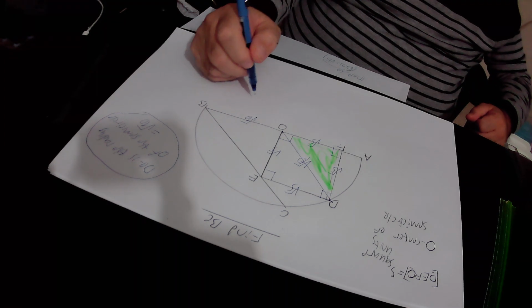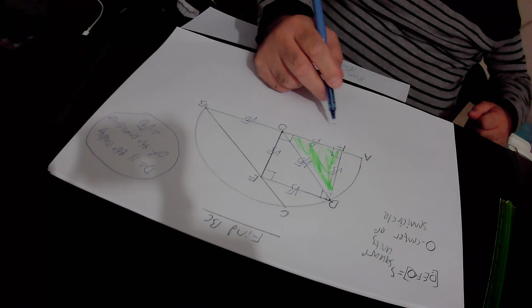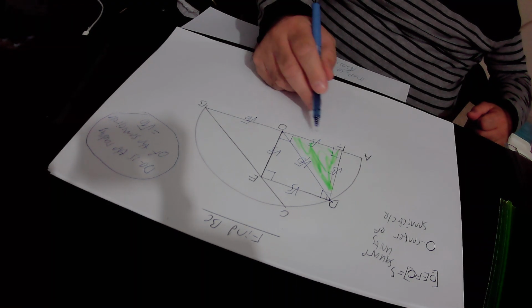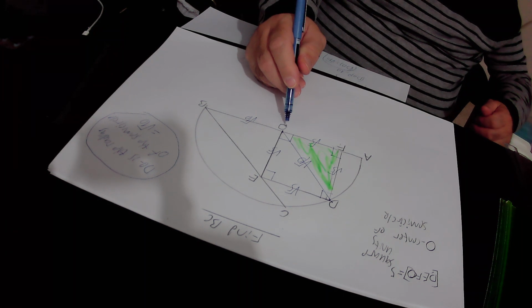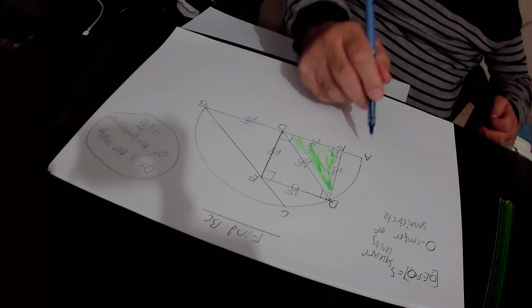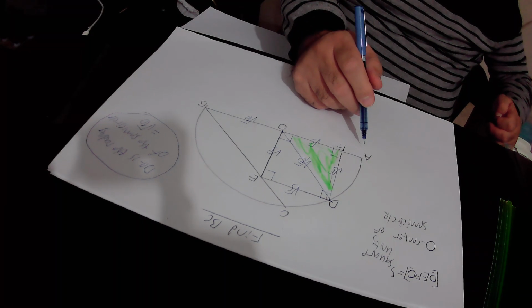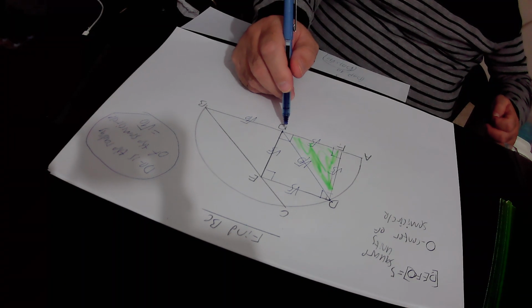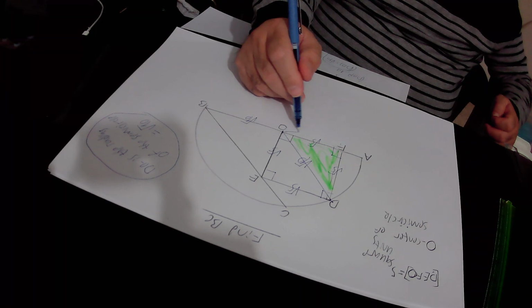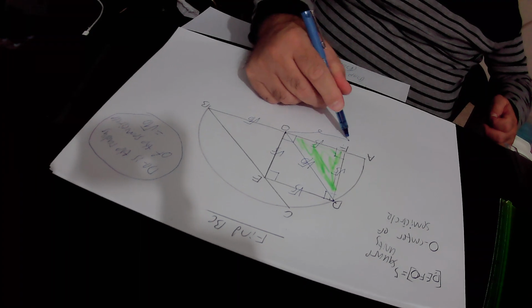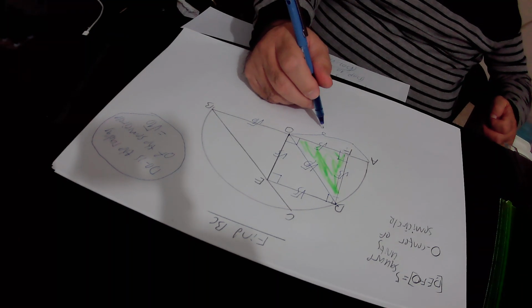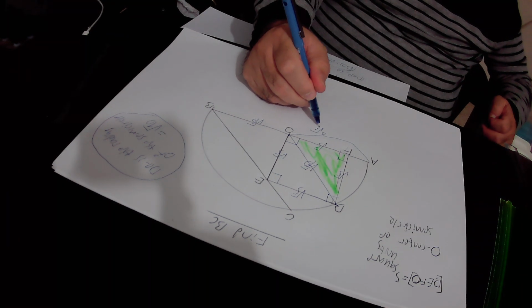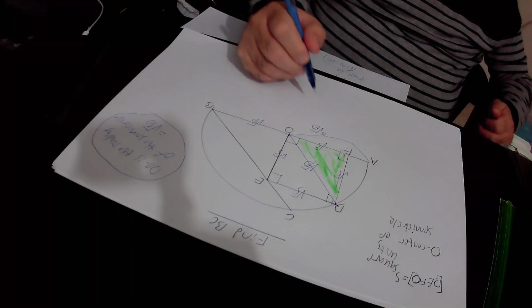And likewise, if we focus on line segment AO, line segment AO starts from point O, that is the center of the semicircle, and ends at point A, that is the point on the semicircle itself. Therefore, OA is the radius of the semicircle, that is equal to the square root of 10 units.